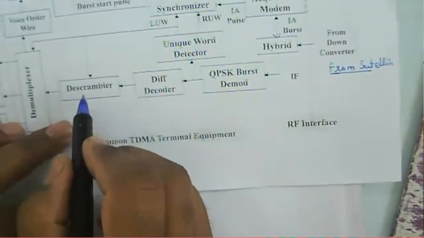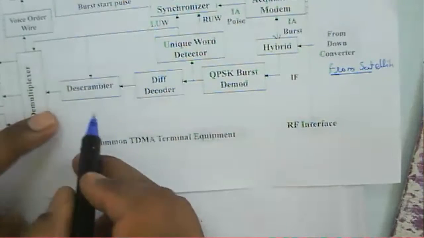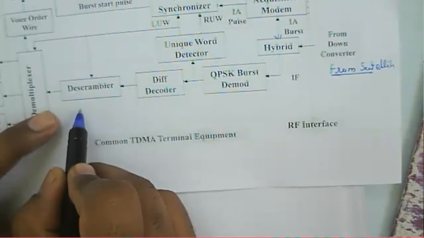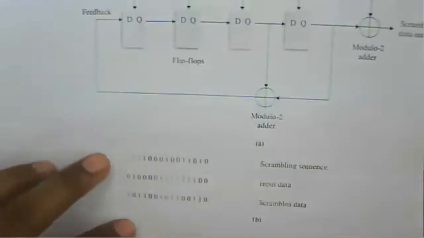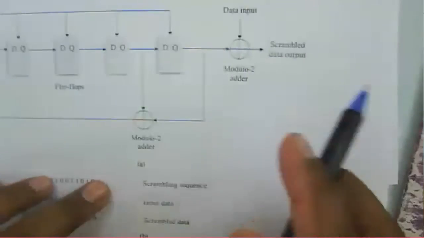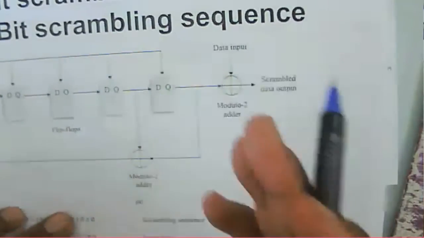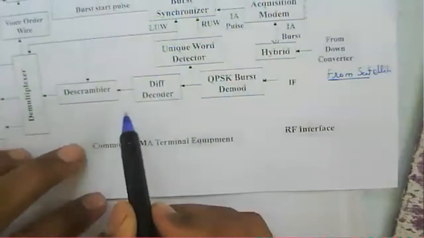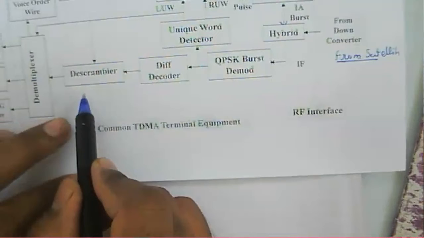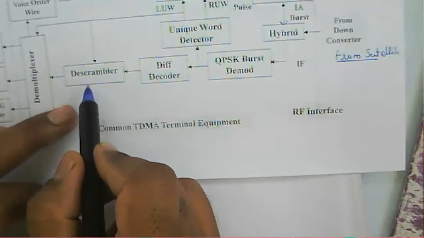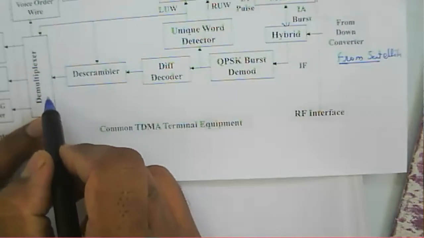And the descrambler will remove whatever PN sequence was added to the data earlier. Just as we used a scrambler that added the PN sequence by modulo 2 addition to give the scrambled data, on the receiver side, the descrambling process removes the PN sequence added to the data, and then the data is given to a demultiplexer.